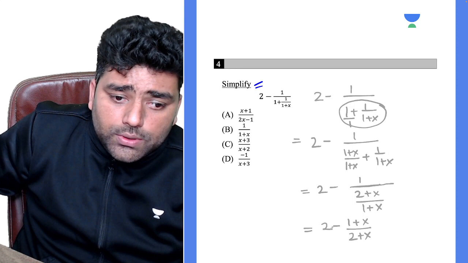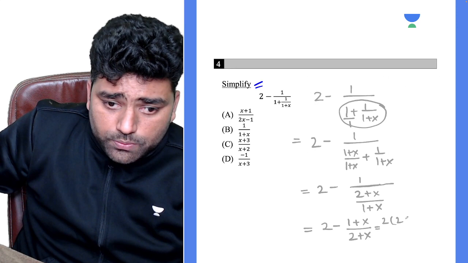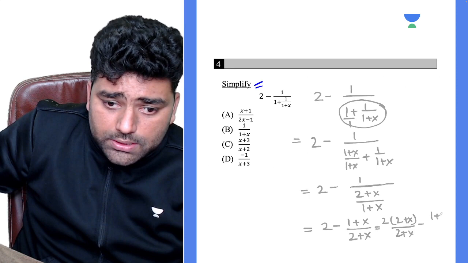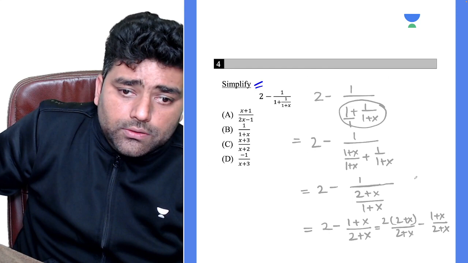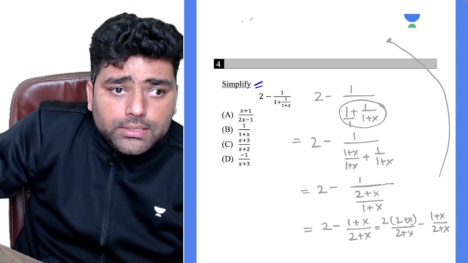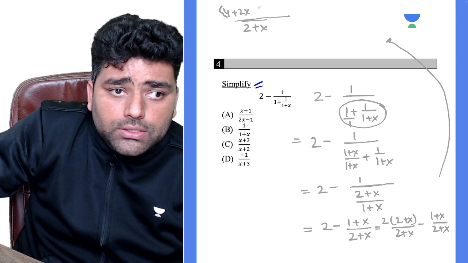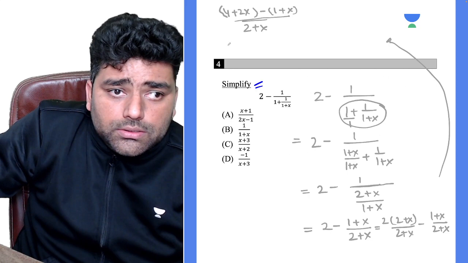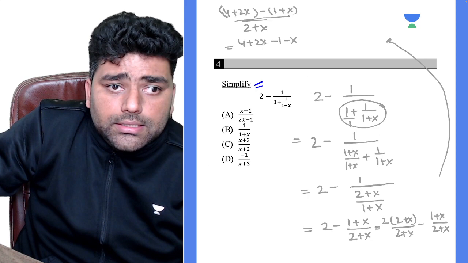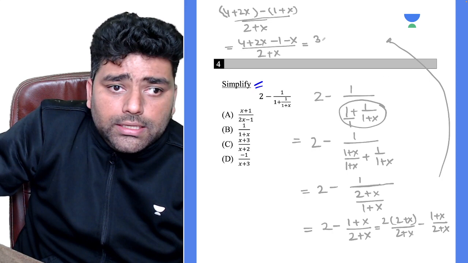Now you can make the denominator the same as 2 plus x. So this will be what? 2 times 2 plus x, divided by 2 plus x, minus 1 plus x divided by 2 plus x, right? I'm just writing it down here. So after this, this is going to be what? 2 plus x is the combined denominator there, and this is 4 plus 2x, right? And always keep inside the bracket if you have something with the subtraction. So this is 4 plus 2x minus 1 minus x divided by 2 plus x, and this is going to be 3 plus x divided by 2 plus x, right? Or x plus 3 divided by x plus 2. So that is C, the answer.